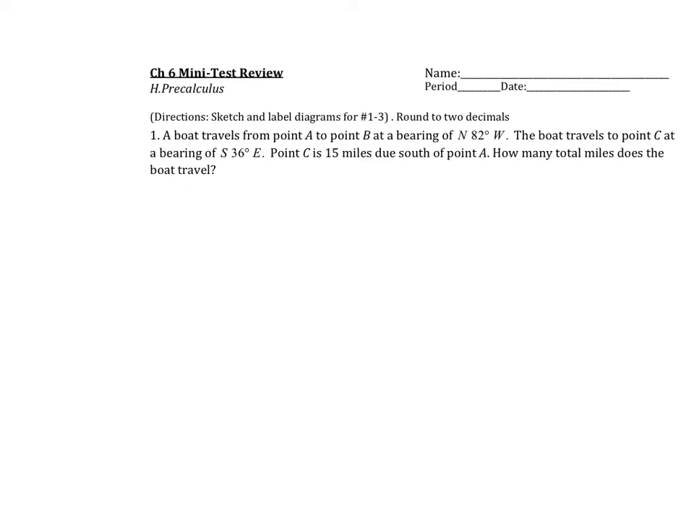When we're dealing with bearing, I personally like drawing the compass to help me out with directions, like how am I going to draw my lines? So this is north, east, south, west. First, the boat travels from point A to point B at a bearing of north 82 degrees west. Remember that bearing is always measured from the y-axis, or north-south line. So north 82 degrees west, it's going in this direction. Let me draw that.